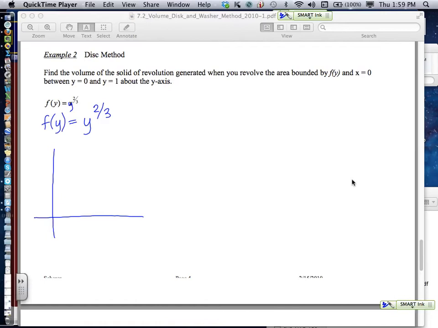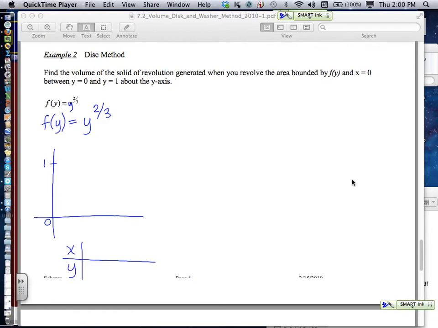We could plot some points. Let's try that. If we just plot a couple of points, and we know that we're only integrating from 0 to 1, okay? So this time, when I fill out my XY chart, I'm going to choose values for Y and figure out what X is, because remember f of y is equal to x.